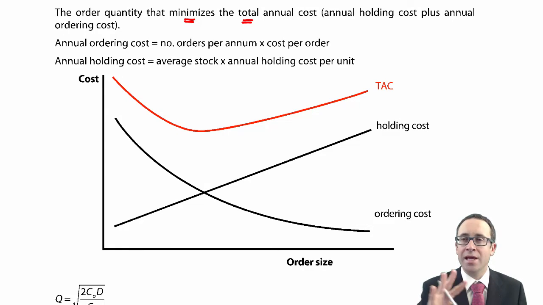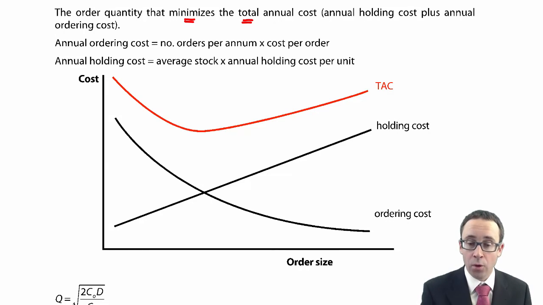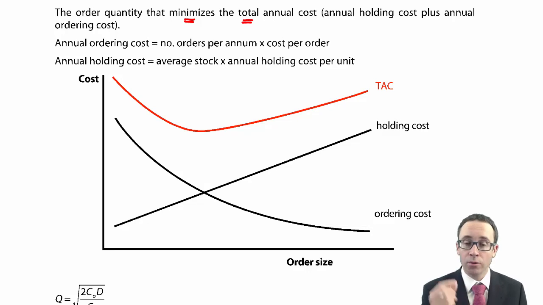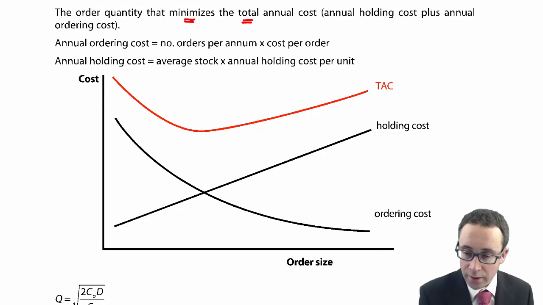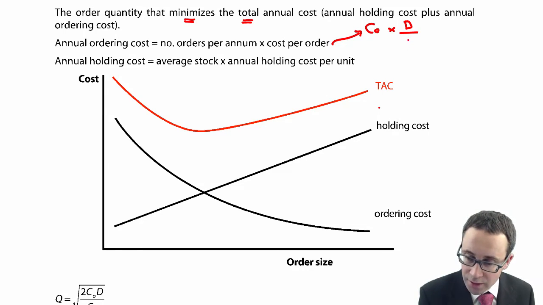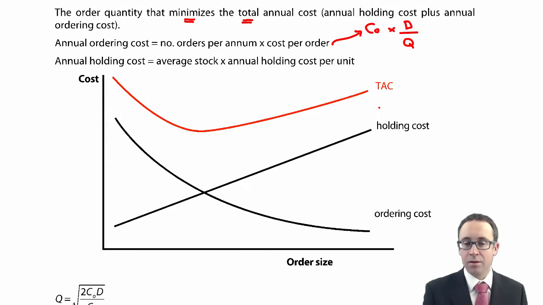So for now, we can leave the purchasing cost to one side and focus upon the annual ordering costs and the annual holding costs. The annual ordering costs is the number of orders per annum multiplied by the cost per order. So you look at your cost per order. The number of orders is going to take your annual demand, the D, divided by the quantity that you buy on every order, isn't it?